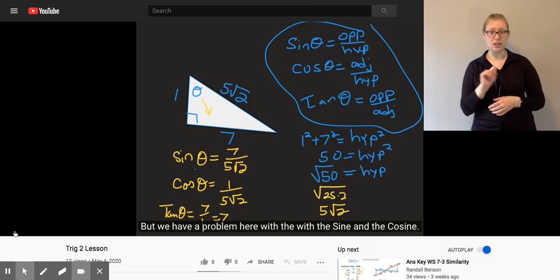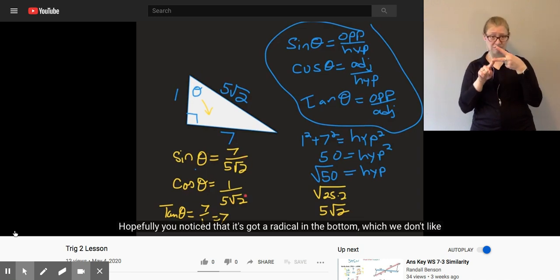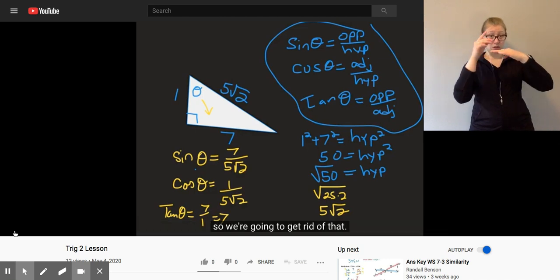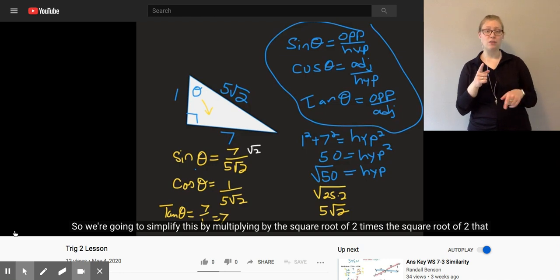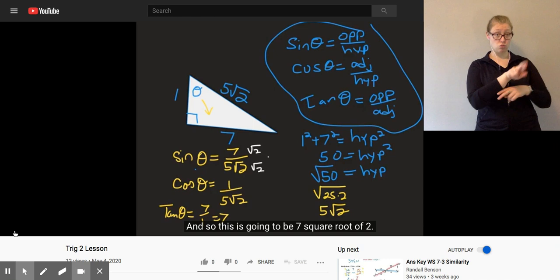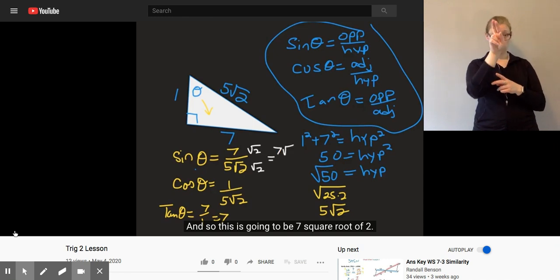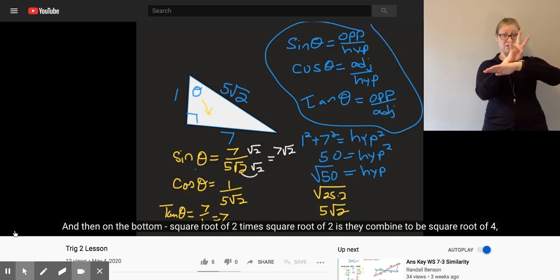But we have a problem here with the sine and the cosine. Can you see what the problem is? Hopefully you notice that it's got a radical in the bottom, which we don't like. So we're going to get rid of that. So we're going to simplify this by multiplying by the square root of 2 times the square root of 2, that giant 1. And so this is going to be 7 square root of 2. And then on the bottom, square root of 2 times square root of 2 they combine to be square root of 4, which is 2.